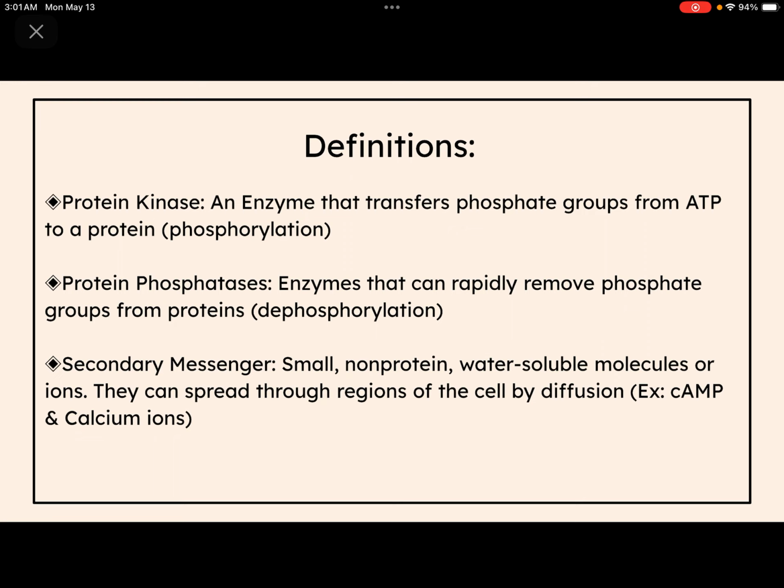Protein kinase is an enzyme that transfers phosphate groups from ATP to protein. Protein phosphatases are enzymes that can rapidly remove phosphate groups from proteins. Secondary messengers are small non-protein water-soluble molecules or ions, and they can spread to regions of the cell by diffusion. An example would be cAMP or calcium ions.